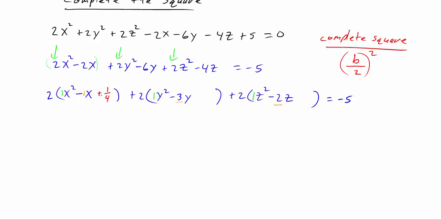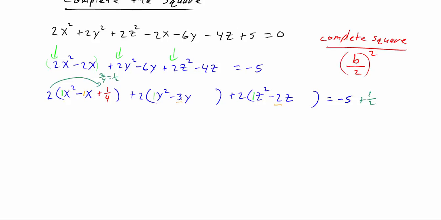Now, what we have to remember is, if we add a fourth here, we're adding that on the inside of the parentheses. So really, the 2 out front would be multiplied by that to give us 2/4. Well, 2 times a fourth is really 2/4, which would be equal to a half. So we really added 1 half. So over here, we're also going to add 1 half to the other side.